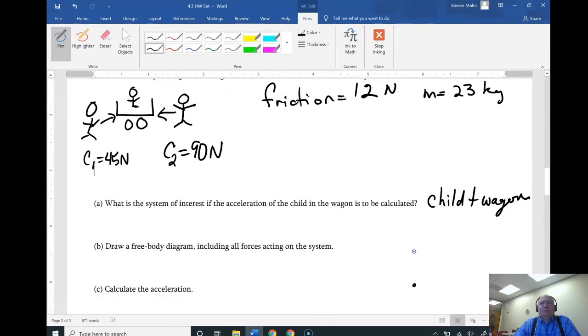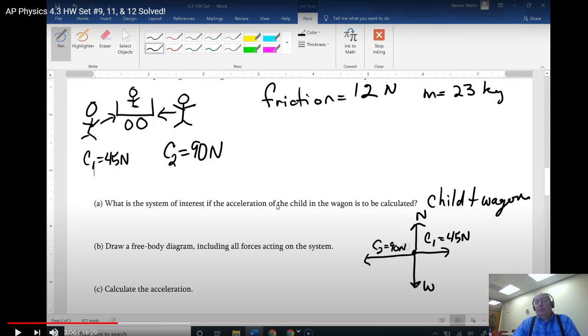So again, when we do that, we draw a point. We draw forces that are acting on the system. Weight and normal are always in the diagram. We've got one child pushing to the right. So that's child one's force of 45 newtons. We've got child two's force, which is going to be bigger, 90 newtons. So this is great. Love it. And she's going to have to add friction here in a second.